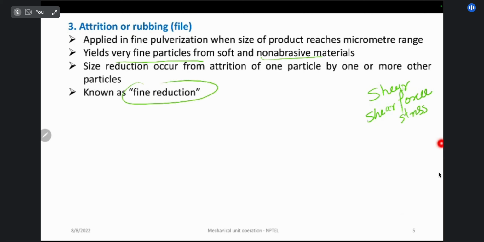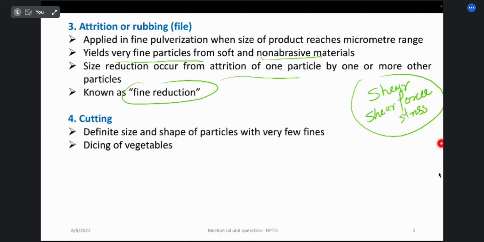So size reduction applying this force can occur with the help of attrition of one particle by one or more other particles. So the particles themselves provide the attrition to the other particles, a rubbing force, or in scientific words, shear forces and shear stresses. So at the end you will get the very fine material.